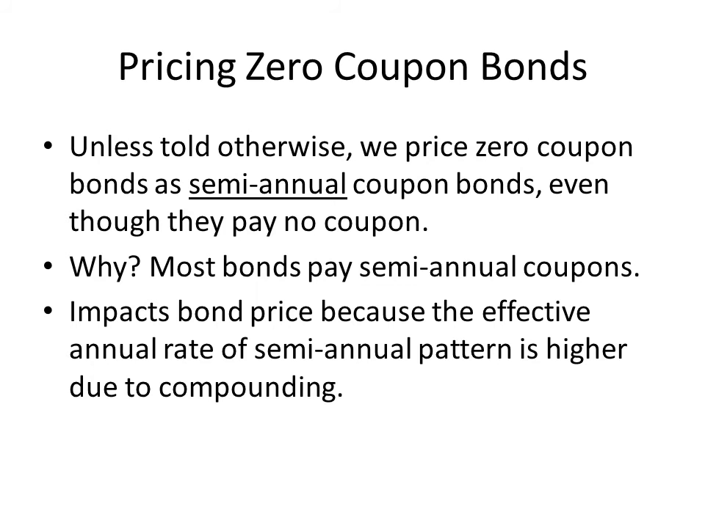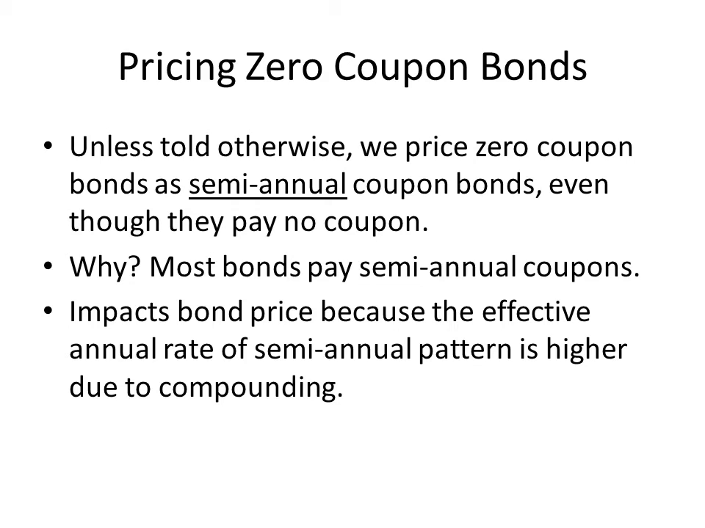Let's talk about how to price zero coupon bonds. A zero coupon bond is merely a bond that pays a zero coupon rate. In other words, all of the money is paid back at the very end. And so your PMT on your calculator is going to be zero. And if you've cleared your TVM, you don't even have to worry about entering it.